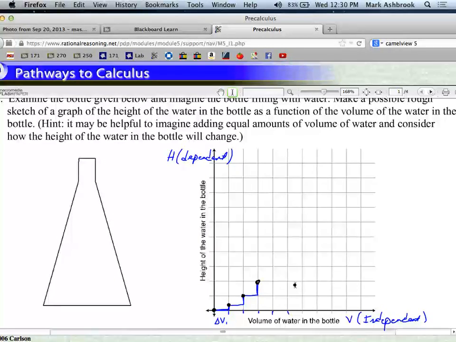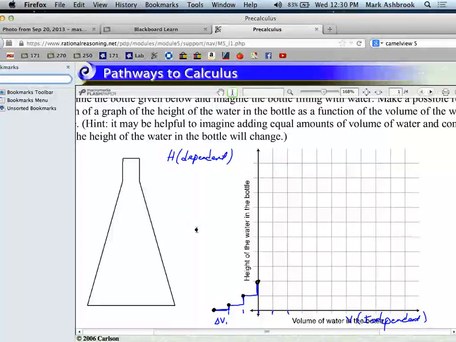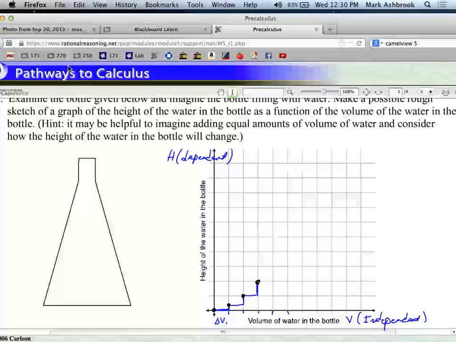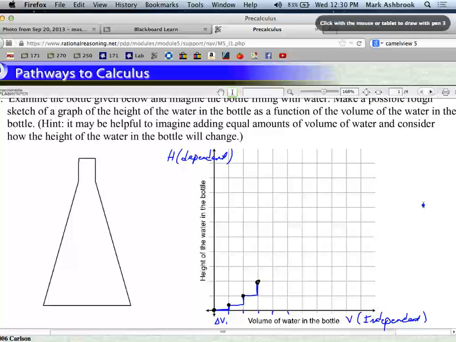Let's do it one more time. Add 10 milliliters. This is delta V4, the fourth change in volume. Will the height increase or decrease? Increase. This change in height, is it greater or less than the previous change in height? Greater again. That gives us a point.